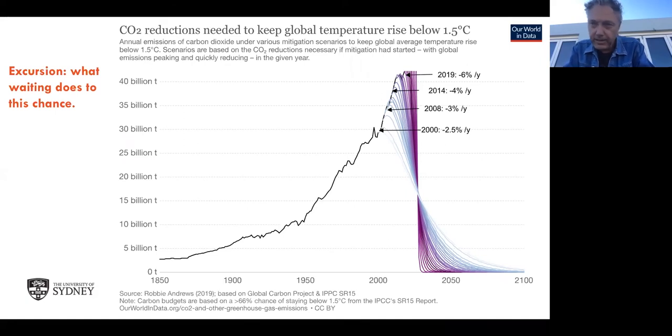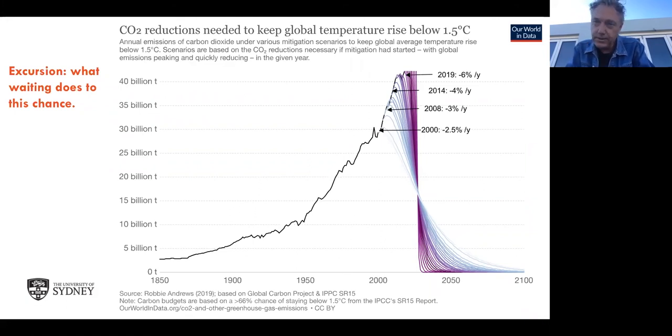Wait till 2008, that's the next curve, and the rate increases to 3%. Wait with doing something to 2014, the rate increases to 4% per year. Wait till 2019, that was last year, it's 6%, and now the rate of decrease that we have to implement is about 7% per year.